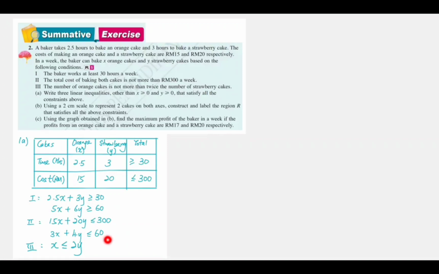Third inequality, the number of orange cakes, which is x, is not more than twice the number of strawberry cakes. So x must be less than or equal to 2y. Then B, using a 2 cm scale to represent 2 cakes on both axes, construct and label the region R that satisfies all the above constraints.